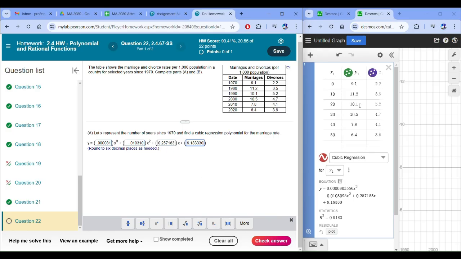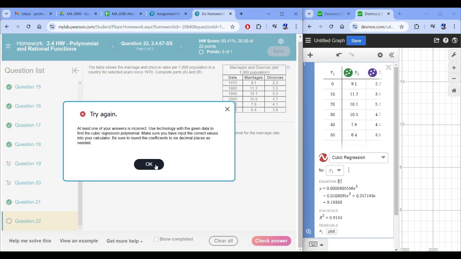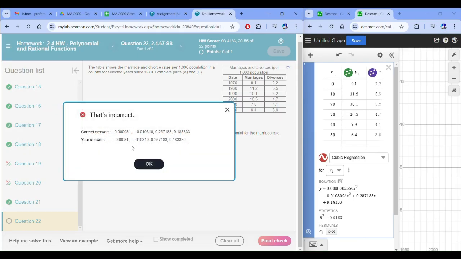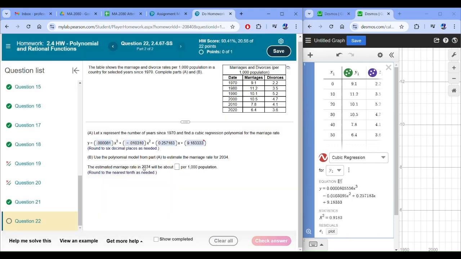Marriage rate. This is how... 0.8, 0.0, 0.27581, 0.91. Oh, there was. All right, there was a 3 after that. 1, 8, 3, 3, 3, 3. They didn't show me that 3 that was hidden behind that guy. That's why I got it wrong. Isn't that fun? Sick. Awesome.